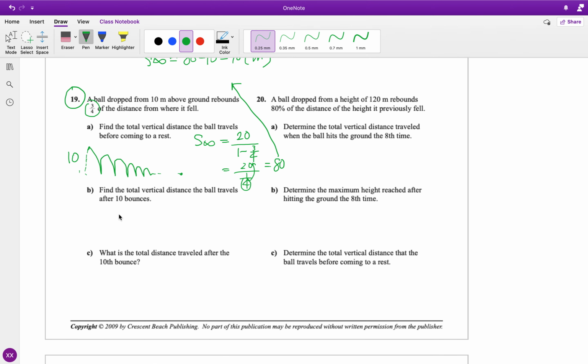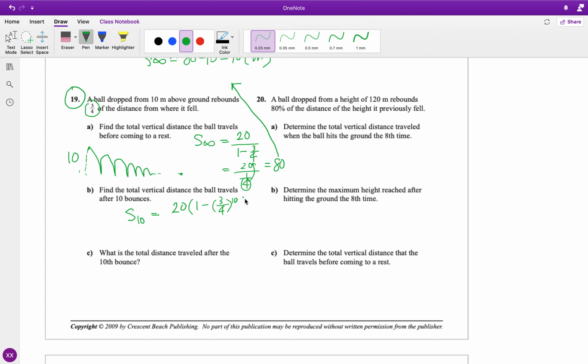Now here it's basically exactly the same thing. This one is not infinite, but it has 10 bounces. So 10 bounces means S10 equals, again, my first term. This time I cannot use the infinite geometric series formula. I have to use the other one, the finite formula, because 10 bounces is finite. So that means 20, my first term, multiplied by 1 subtract 3 over 4 to the power of 10.